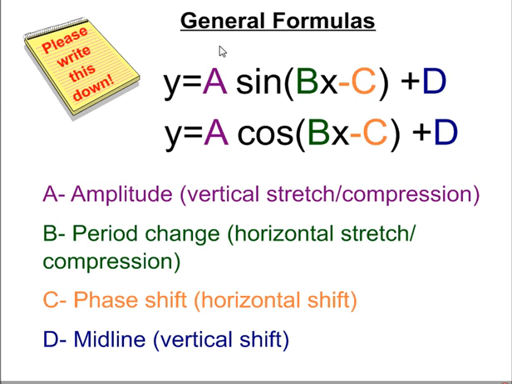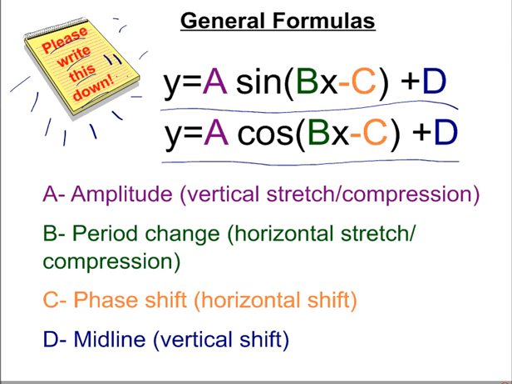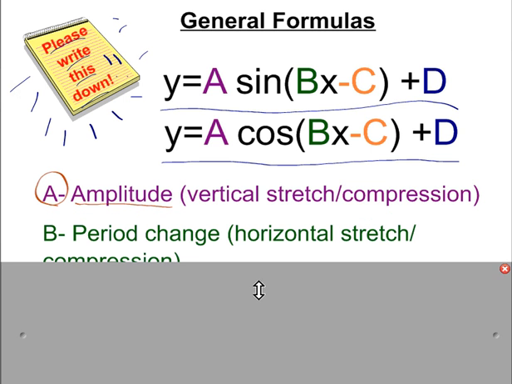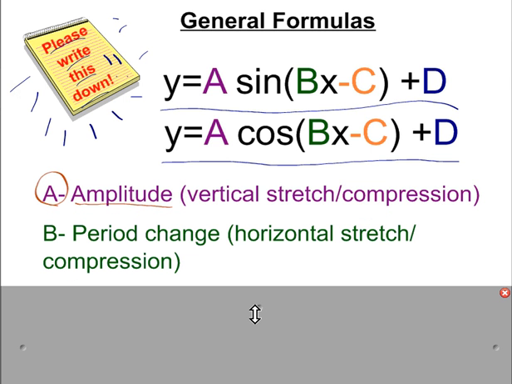The general formulas for sine and cosine are shown below. Please make sure you write this down. You need to have this in your notes. So let's look at each individual piece independently. A stands for amplitude, a vertical stretch or compression. B stands for the period change, or a horizontal stretch or compression. We aren't going to be testing on those, but we wanted you guys to know what that meant.